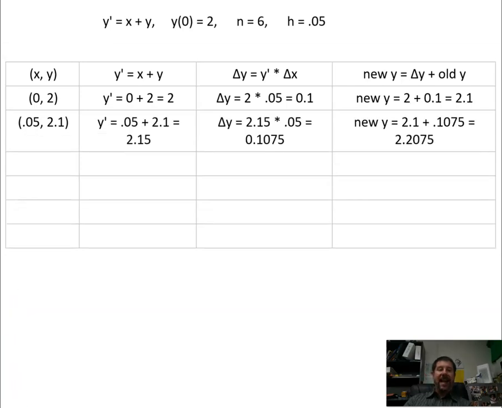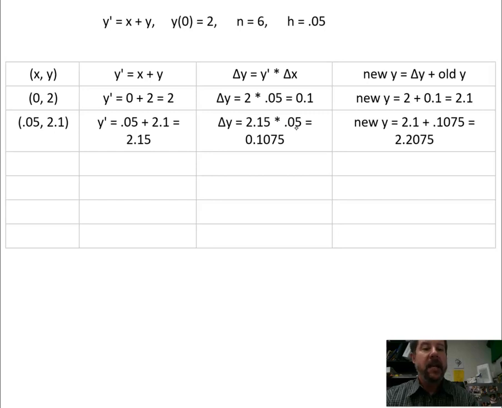Here is our next step now. I found my y prime, which was again x plus y. So now I'm going to use the new point, 0.05, 2.1. So 0.05 plus 2.1 gives me 2.15. Then I have to find my new delta y, which I'm going to take the y prime I just found, 2.15, times the delta x of 0.05, and I get a new delta y of 0.1075.